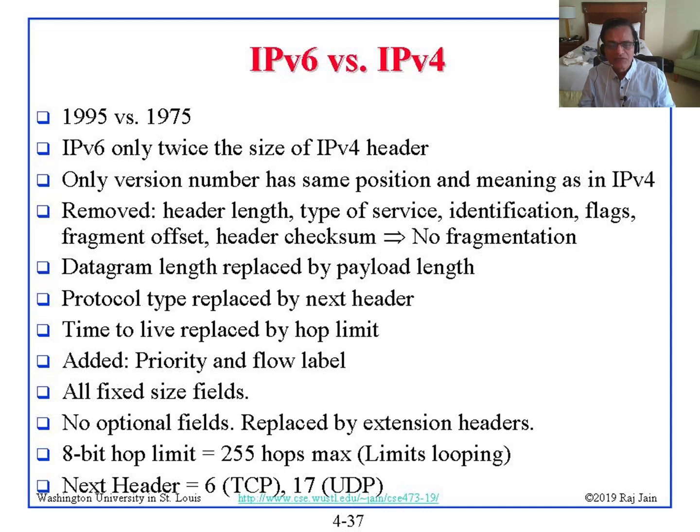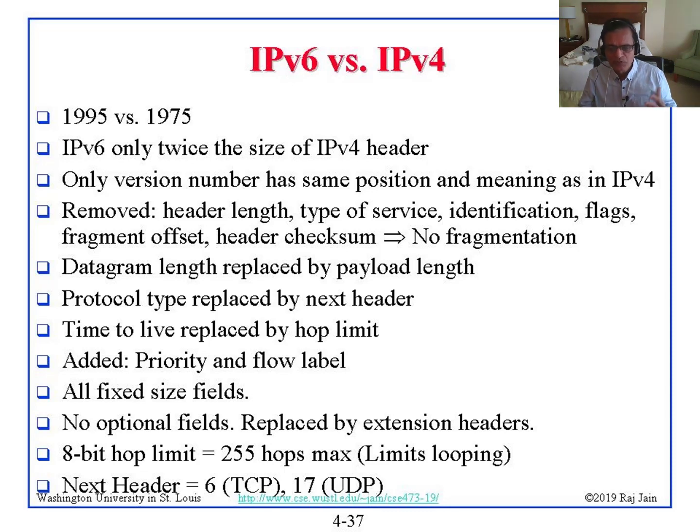All right, so IPv6 versus IPv4 is 95 versus 75. Basically 20 years of difference. In 20 years, a lot of things we came to know. IPv6 is only twice the size of IPv4. So the header is twice the size. This is actually a lie, because we are just counting the main header. The main header is twice the size, but the actual number of headers is much larger, and therefore the total header size will be very large.